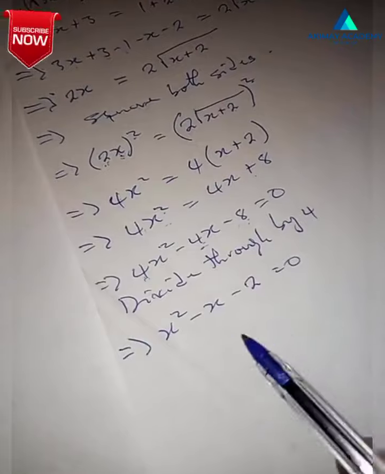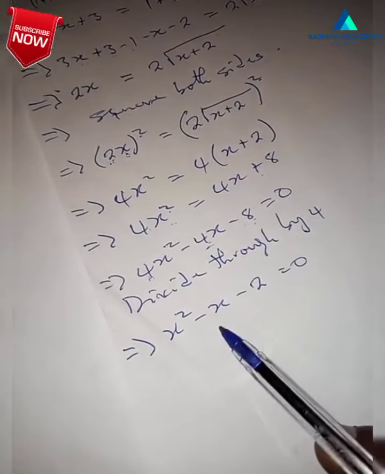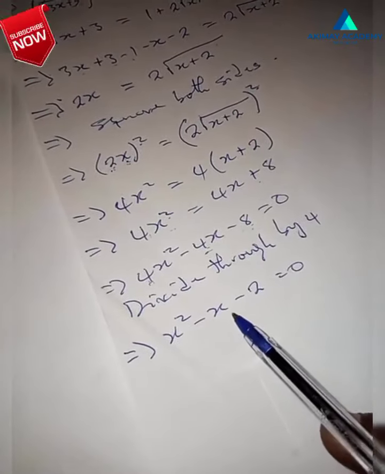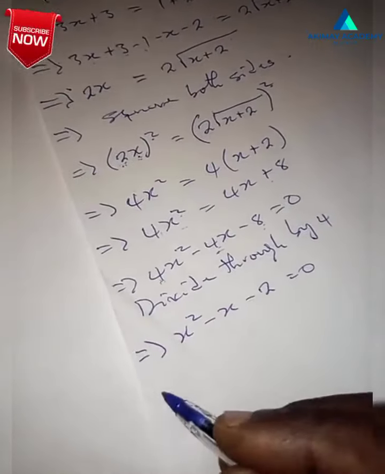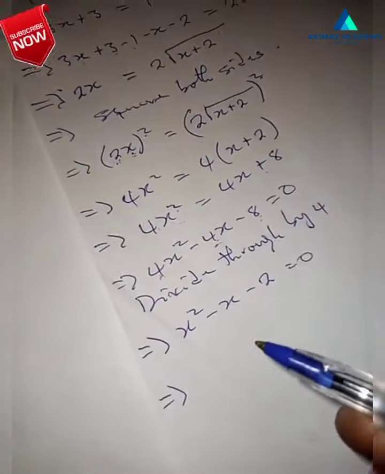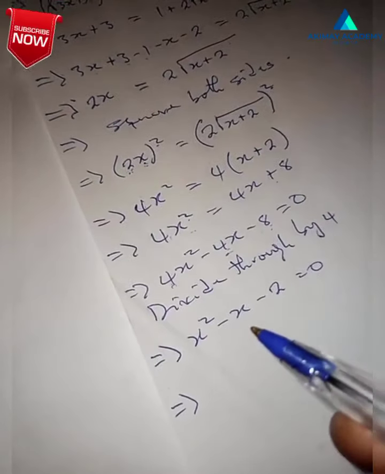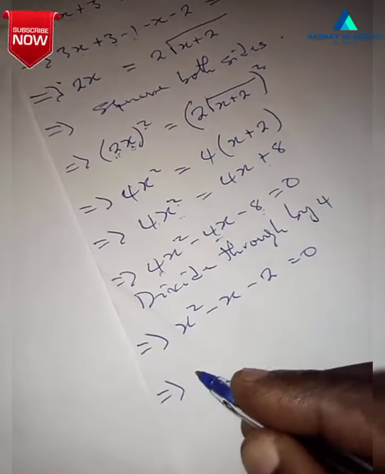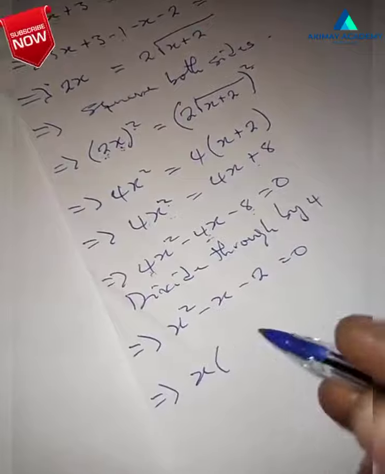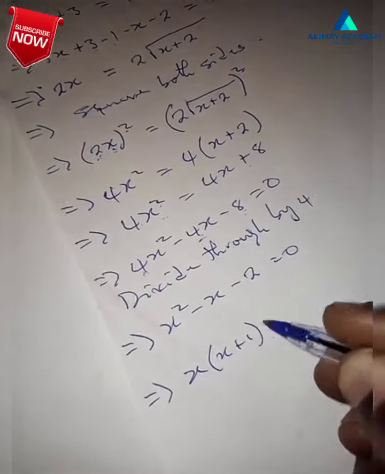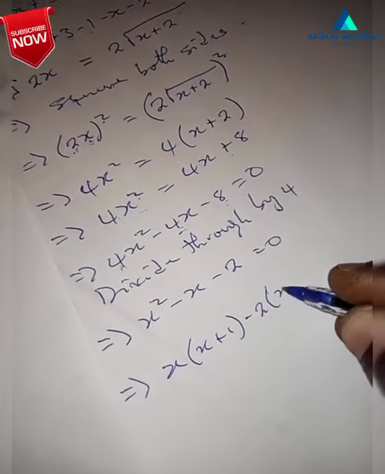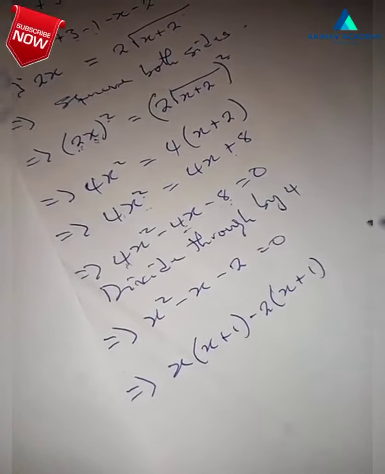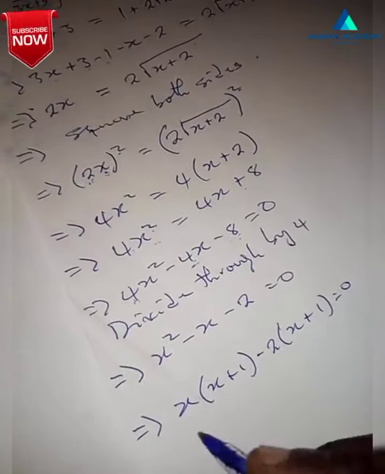If you look at it, the factors over here are going to be 1 and minus 2. Yeah, 1 and minus 2. So with 1 and minus 2, if you do the factorization, we are going to have x open bracket, x plus 1, then minus 2 out, then x plus 1. This one should give us 0.